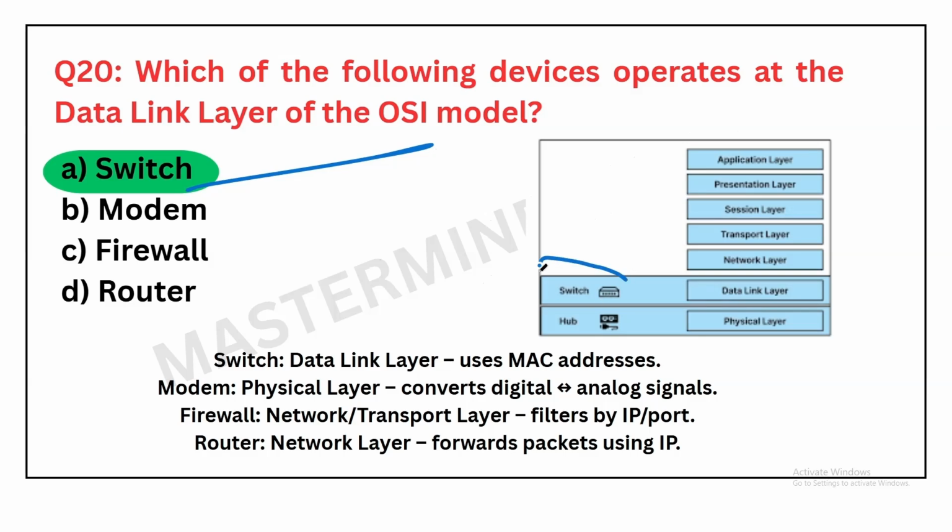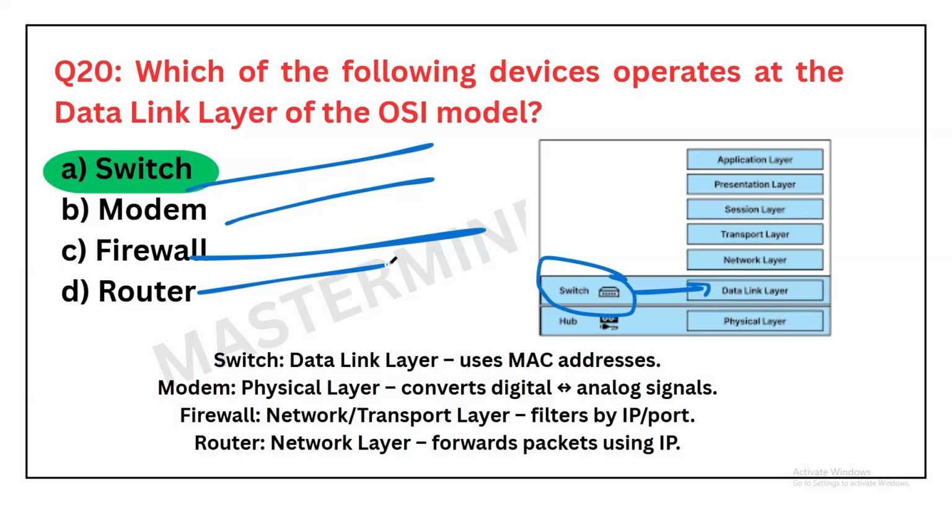A switch operates at the data link layer, forwarding data based on MAC addresses. A modem works at the physical layer, converting digital signals to analog and vice versa. A firewall functions at the network and transport layers, filtering traffic based on IP addresses or ports. A router works at the network layer, directing packets using IP addresses.